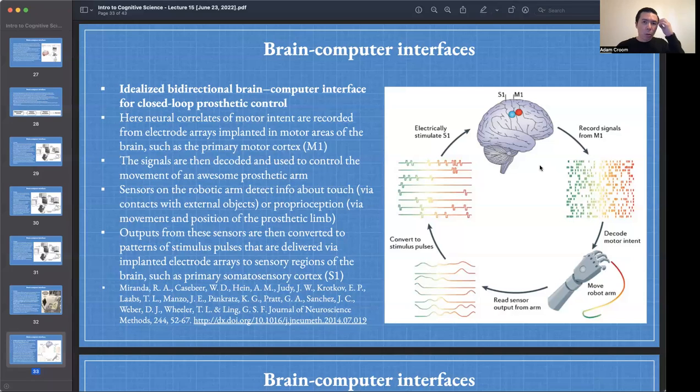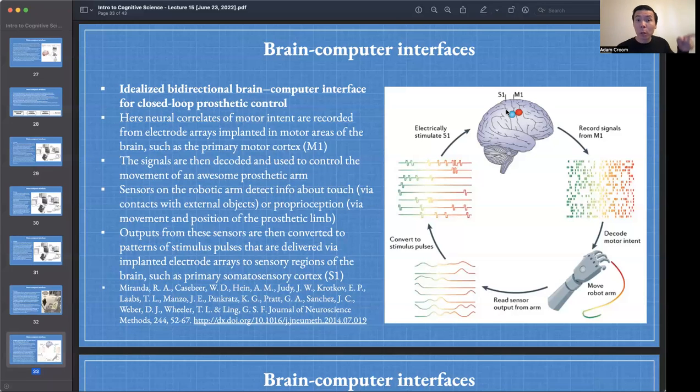Okay, so what's going on here is I can be trained to produce some EEG activity, like by having some motor intent. Okay, that intent is recorded from primary motor cortex. Those signals are then decoded to move this prosthetic arm. The movement of the prosthetic arm then provides feedback, right? As the arm begins to move, sensors from that arm are then converted into stimulus pulses that are then communicated back into somatosensory cortex, primary somatosensory cortex.